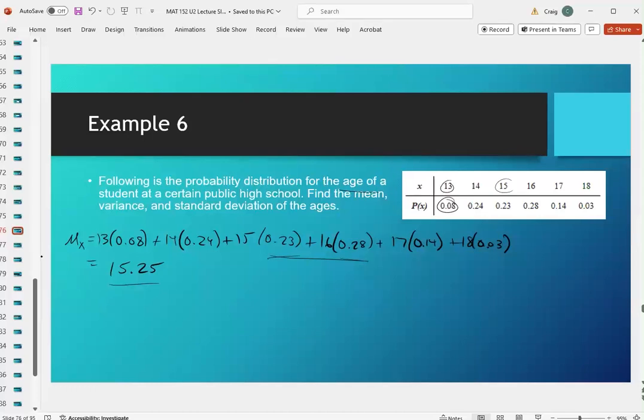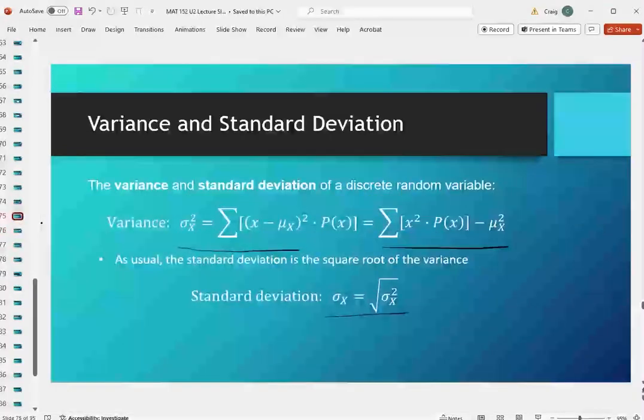Now we want to find the variance. Okay, the variance is a little bit more of a challenge. We write that as sigma x squared. This is the sum of x squared times p of x, and then we're going to subtract the expected value squared. Okay, this is the easier format of that formula, and it just involves another sum.